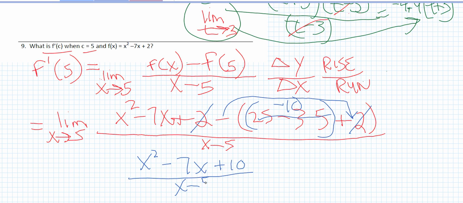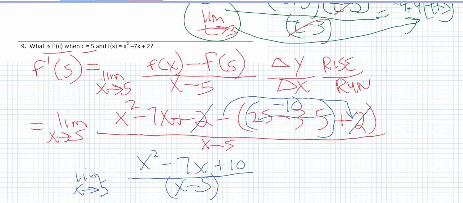So obviously you're going to have to factor the numerator, and if we didn't make a mistake, x minus 5 should be one of those terms. Okay, so finish that one up, and hopefully the concept is starting to sink in a little bit.